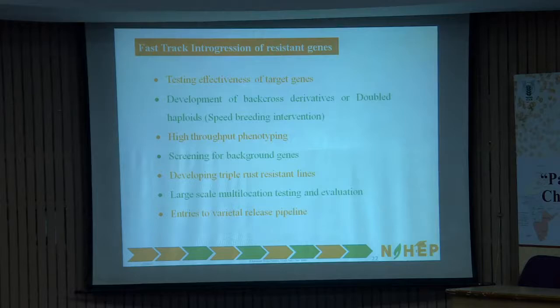Can you imagine if you release a variety which is having resistance only to yellow rust, is it useful? Because there are so many areas like Delhi, we will get leaf stripe rust majorly and leaf rust in later stages. So you have to have multiple rust resistance, which we call triple rust resistant lines. When you release those varieties, you will have a surety that it will go very far ahead in breeding and production progress.